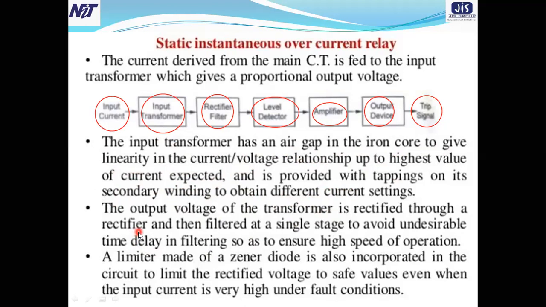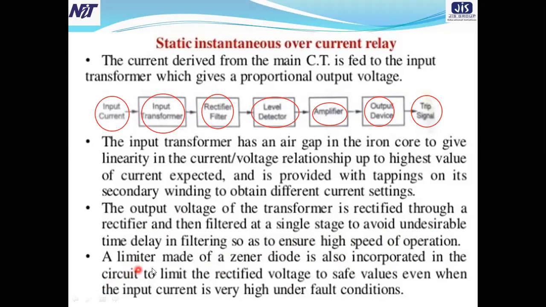The second part, the output voltage. There is an output voltage on the secondary side of the transformer, which is rectified through a rectifier and then filtered at a single stage to avoid undesirable time delay due to filtering, so as to ensure high speed of operation. We know that its advantage is that its speed is very good. So for high speed of operation, this process is going on.